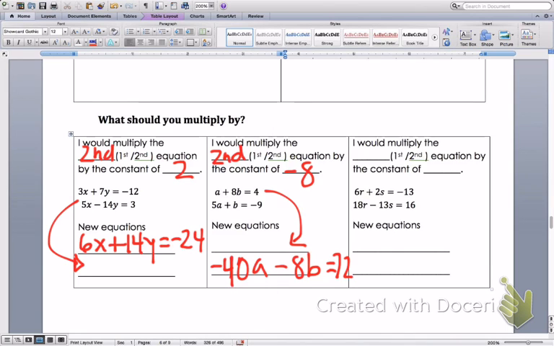All right, let's look at the last one. What would you multiply, the first or the second equation, by? In this case, you can only choose one, which is the first equation. And you would multiply the first equation by negative 3. So if you forgot the negative, put that negative. If you multiply by negative 3, you get negative 18r minus 6s equals positive 39. The second equation stays exactly the same, and they would eliminate in this case.